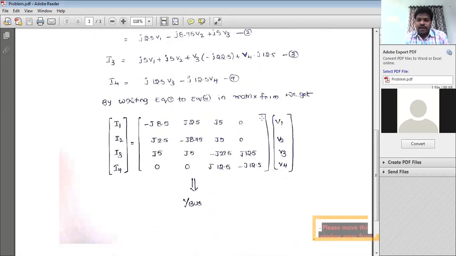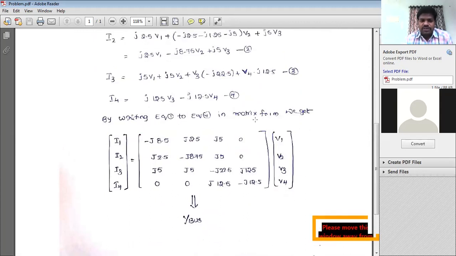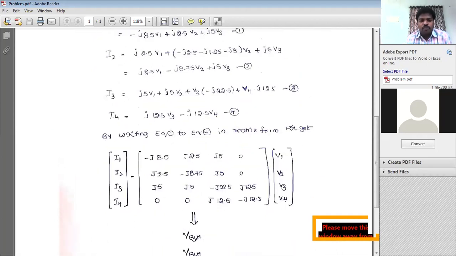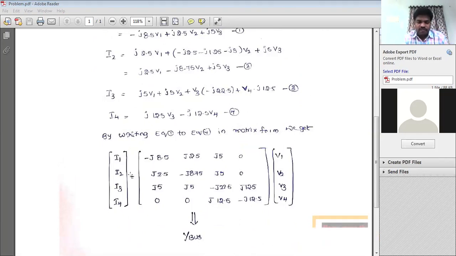After obtaining all the 4 algebraic equations, I am going to write them down. Here I have taken equation number 1, equation number 2, equation number 3, and equation number 4. By writing all the algebraic equations in matrix form, obviously you will get I bus equal to Y bus into V bus. So this is Y11, Y12, Y13, Y14. Similarly, Y21, Y22, Y23, Y24, Y31, Y32, Y33, Y34, Y41, Y42, Y43, and Y44.